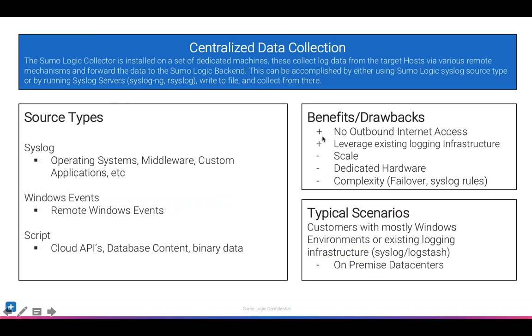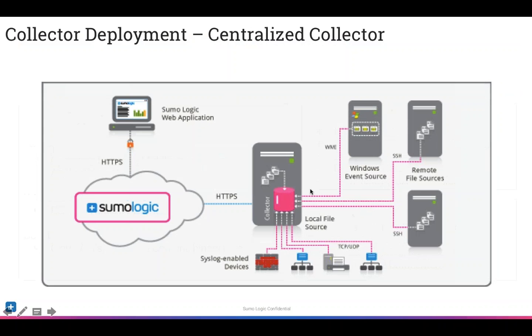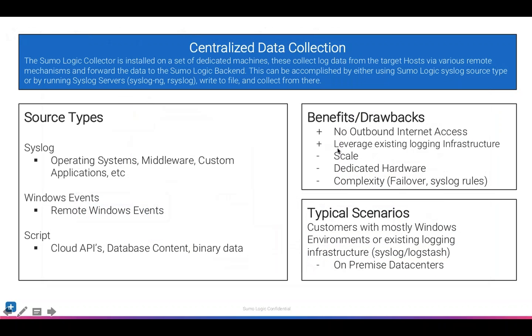Now, benefits and drawbacks from this. The benefit is that you do not need any outbound internet access on your target hosts. If I go back to that particular picture, sorry, it was the other picture, this one here. These machines here, which are, say, my production machines, do not need any outbound internet access. Instead, it's only needed by that dedicated machine that I was talking about.